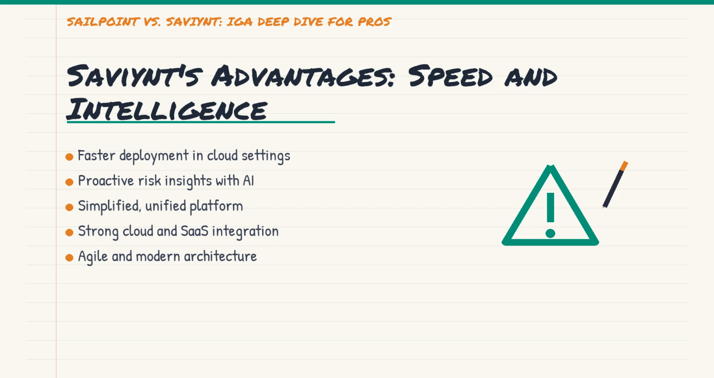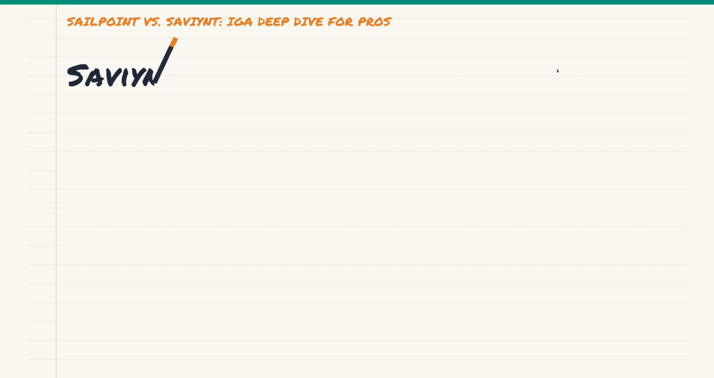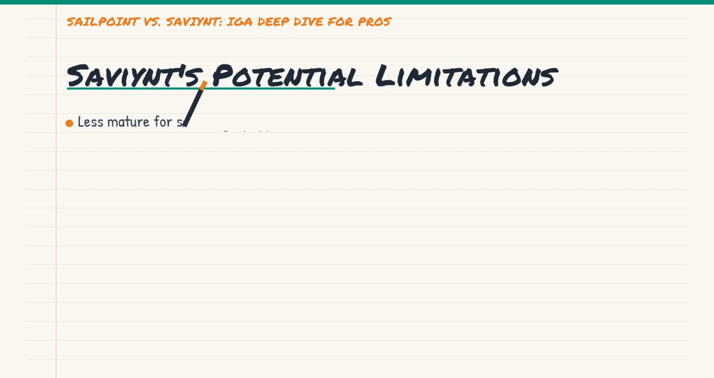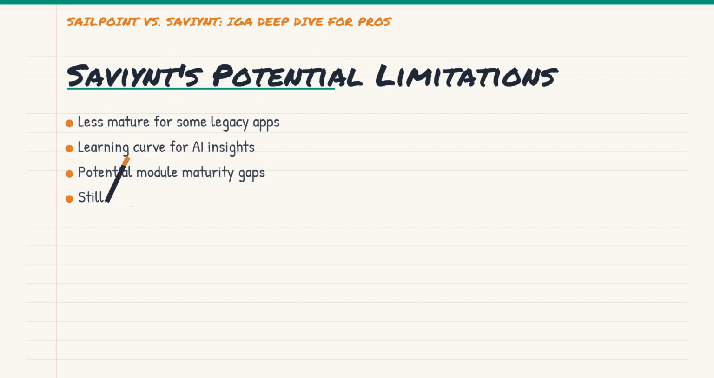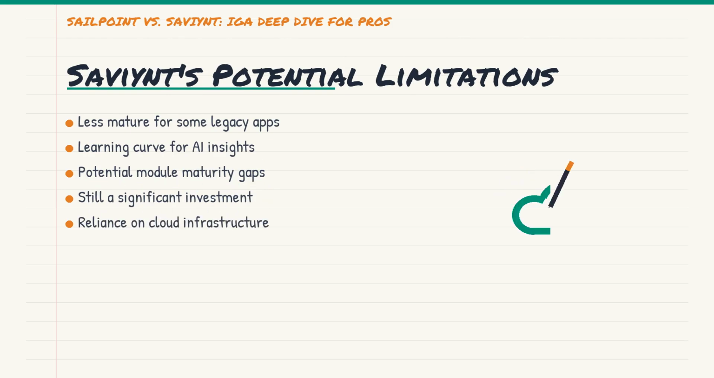The unified platform concept means you might be consolidating multiple functions into one tool, potentially simplifying your tech stack. They are also strong in integrating with modern SaaS applications and cloud infrastructure services, offering granular controls there. On the flip side, Saviynt, being a bit newer than SailPoint in some areas, might have a less mature connector ecosystem for very old or niche on-premises applications.